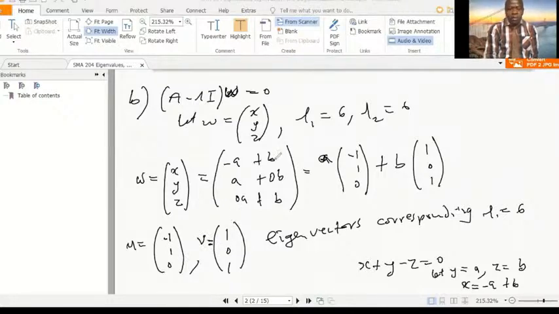The next question. Let us now find the eigenvector for lambda equal to 10. That was another eigenvalue. So let's just erase this.